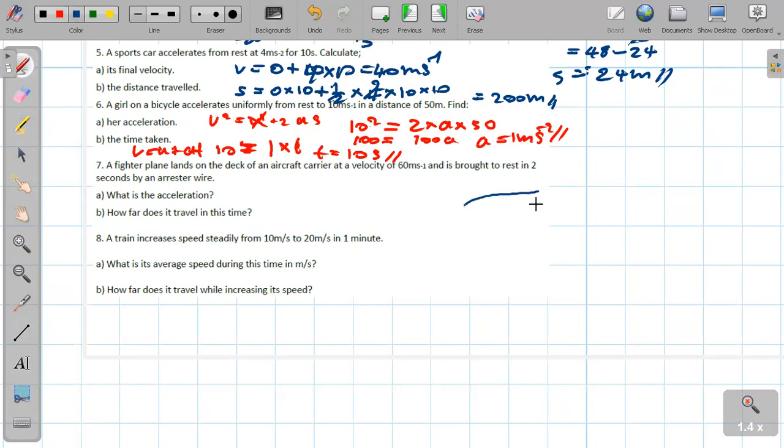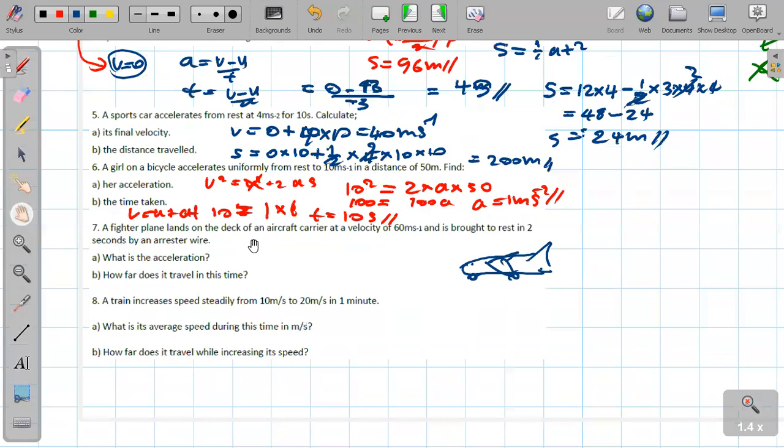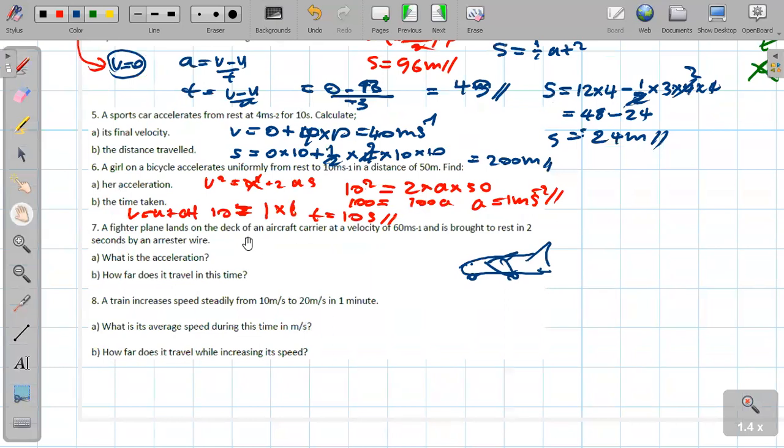Like the fifth one, okay, B part take 210 meters. 210? Yeah. How? Like s equals, okay, here it's 0, right? 0 times 10 is 0.